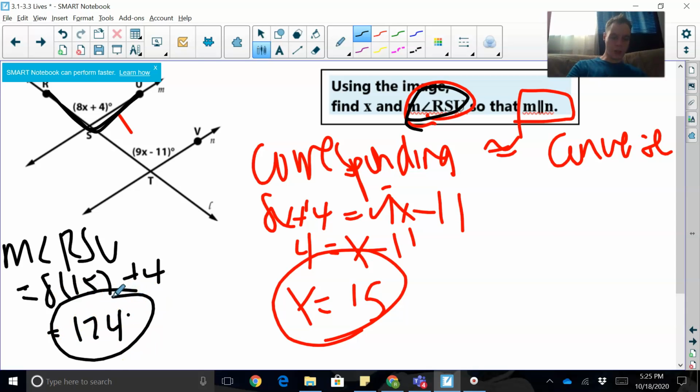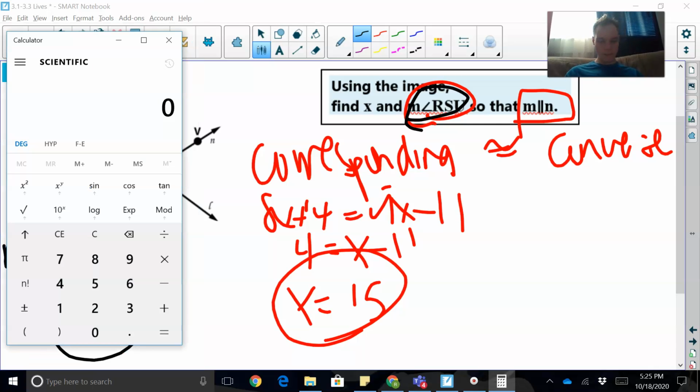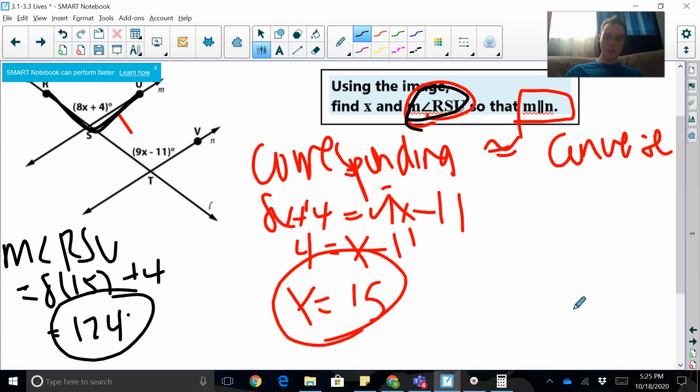Should we use the calculator just to double check our math so we are not wrong? 8 times 15 is 120. Yep, we're good. So 124, and x equals 15, then the lines are parallel.